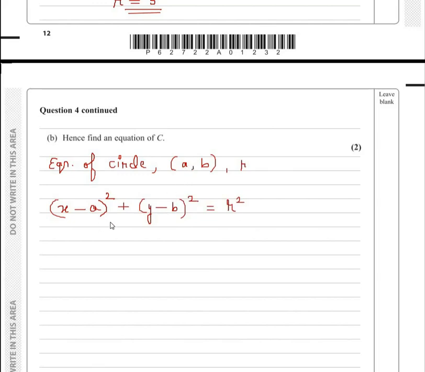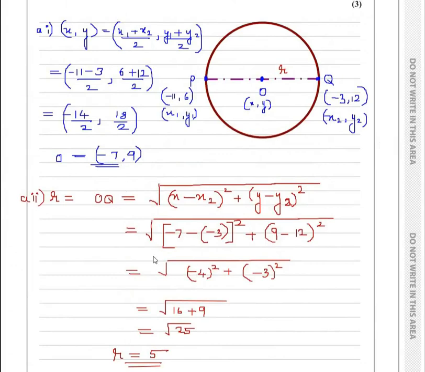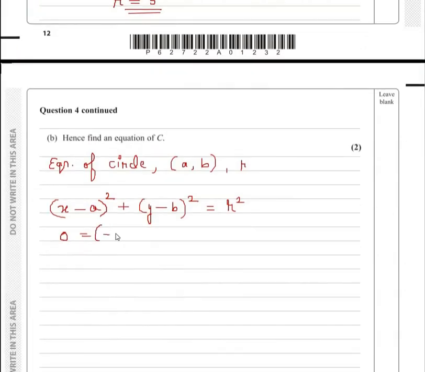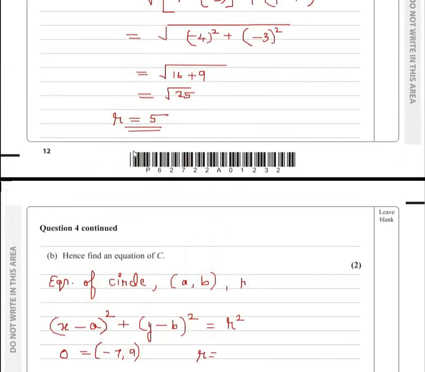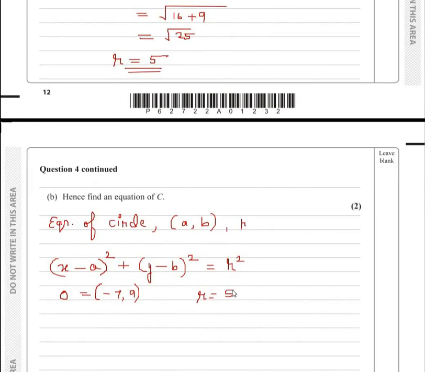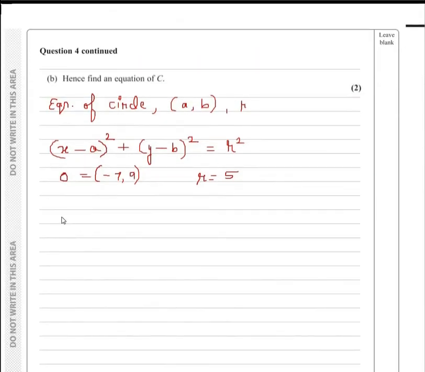Now, the center of the circle and the radius we have just got. O was found as negative 7, 9. And radius we had got it as 5 over here. So let us just substitute in this equation to get x minus of minus 7 the whole square plus y minus 9 the whole square equals 5 square.